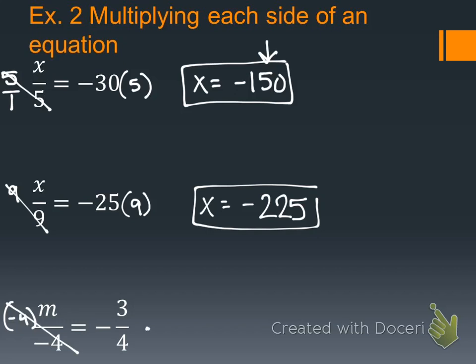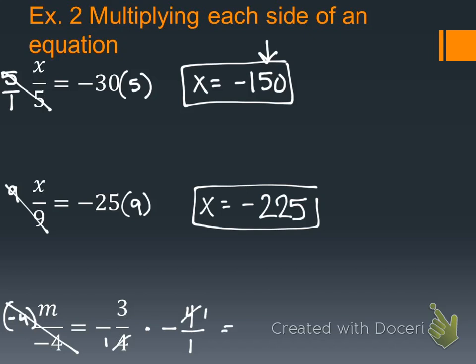Now watch what I'm going to do here. I'm going to multiply by negative 4 over 1. I'm going to go ahead and write it as a fraction so that I don't have to worry about, is the 4 on the top or the bottom? Now, do you see anything that I can simplify before I multiply? The denominators. Yes, 4 goes into 4 one time.